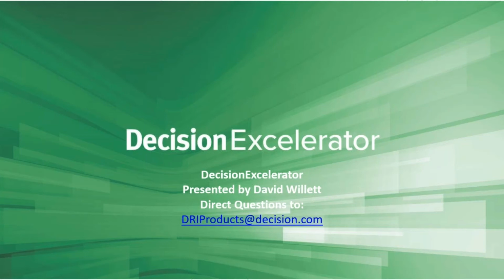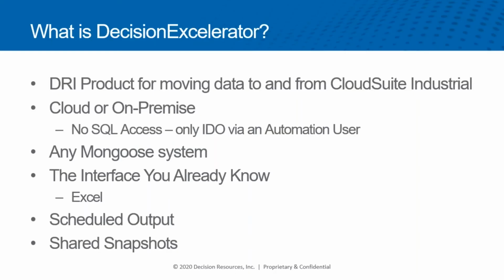So the first of the two tools I want to go into is Decision Accelerator. As Emily stated, it's a tool designed to move data to and from Cloud Suite Industrial and Sightline. It does run for systems that are in the cloud or even systems that are on-premise, so we don't really care. We don't come in through the SQL layer, we come in through the IDO layer through an automation user, and I'll explain that in some slides in a little bit more detail. I realize some people may not be aware of that.